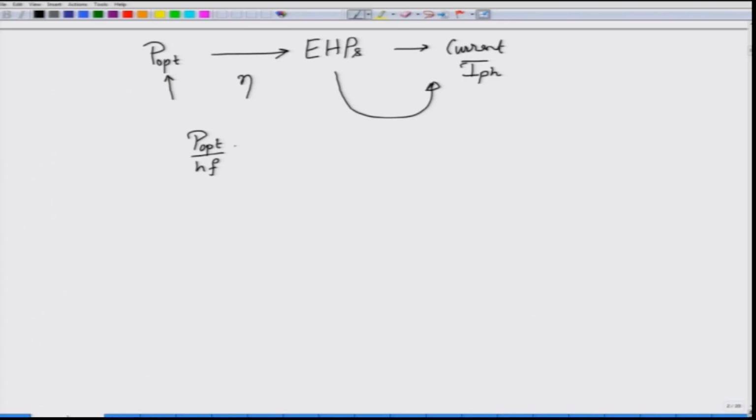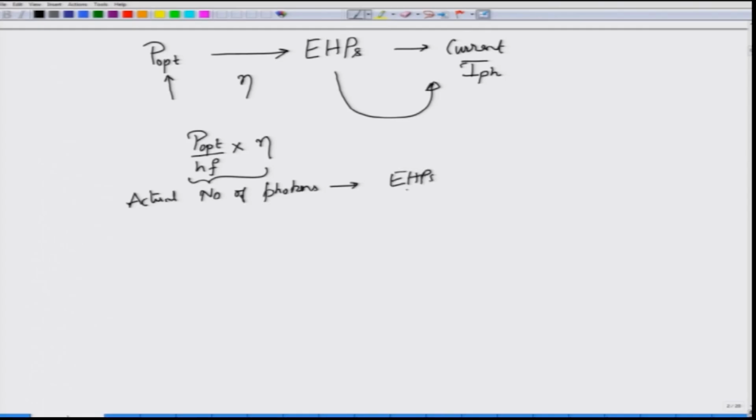So, this number of photons multiplied by eta, which is the efficiency. I am not denoting this by eta E, I am assuming that this is just the efficiency which we have defined; we do not have to specify it as external and internal for this particular case. So, eta is the efficiency of the photodiode times P opt by hf, which effectively tells you the actual number of photons which are generating the electron hole pairs.